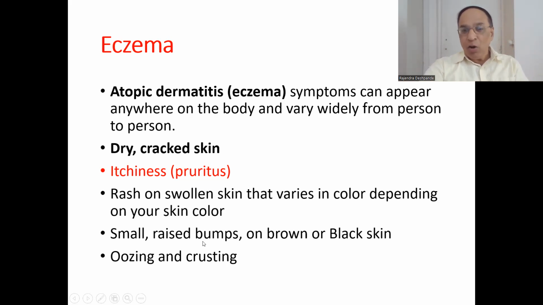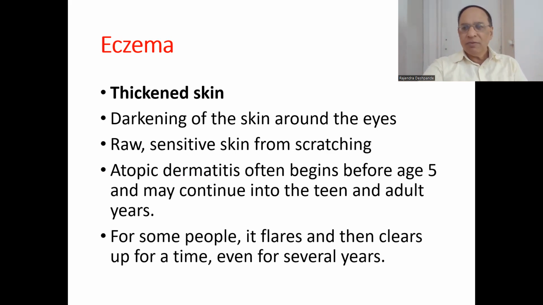Oozing and crusting also sometimes happens because there are 2 types, dry eczema and wet eczema. These are the 2 types. Now, many times when this disease is chronic, and more months or years pass, the skin will become totally thickened, and it is called lichenified skin. Darkening of the skin around the eyes, raw sensitive skin after scratching because of the scratching.